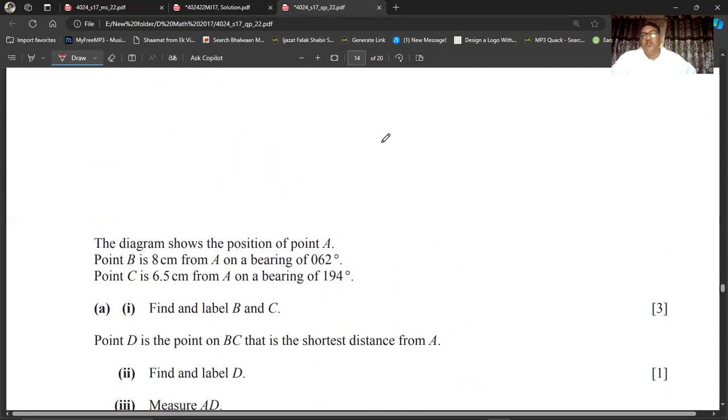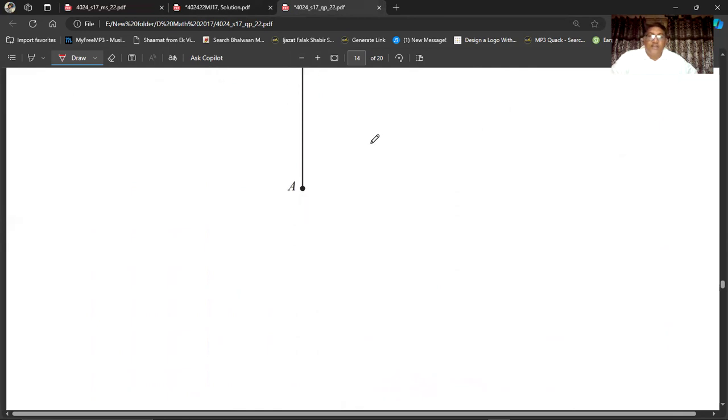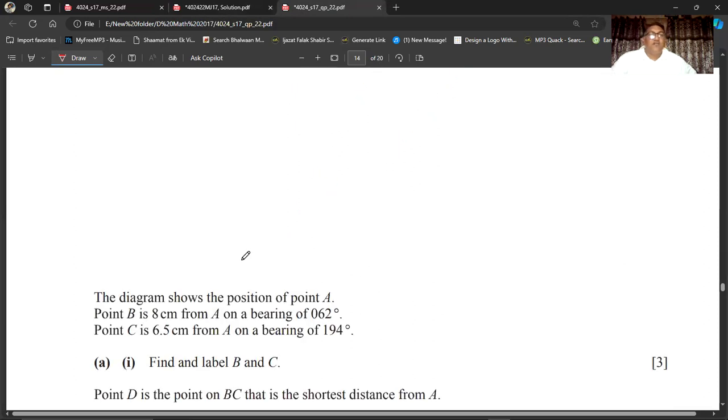You know the bearing is from north, you go clockwise. So what I will do, I will put my protractor here, and here must be the 0 of the protractor, and I will calculate where is the 62. For example, the 62 is here, so I will draw a line. So this will be telling me the bearing of how much? 62. Then I have to draw the bearing of 194.